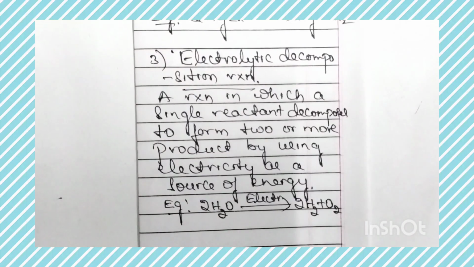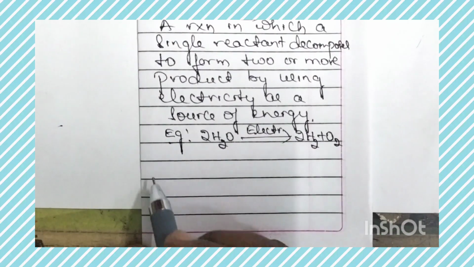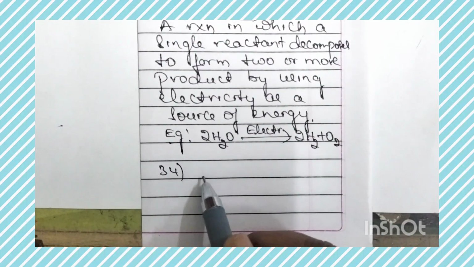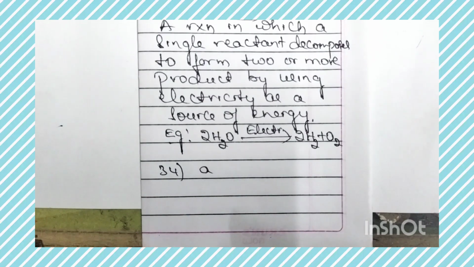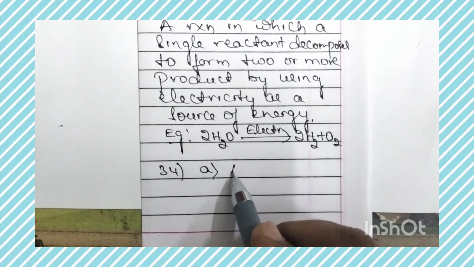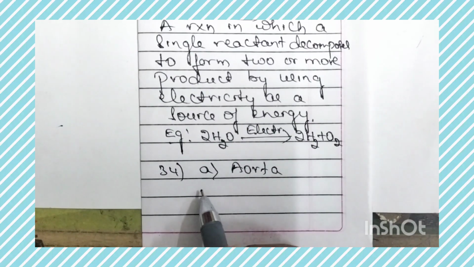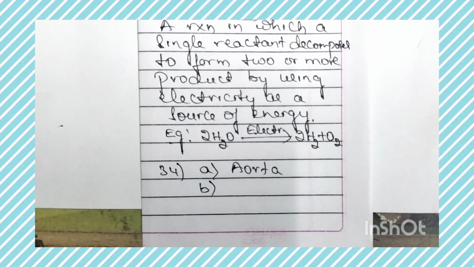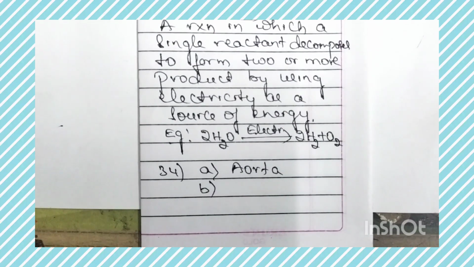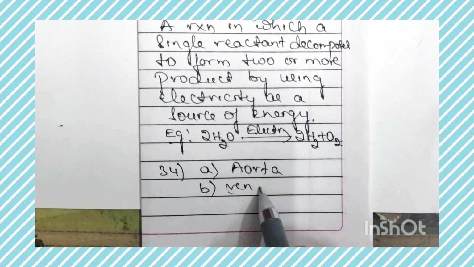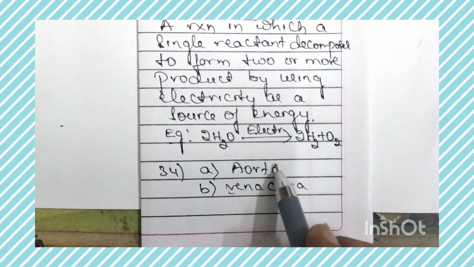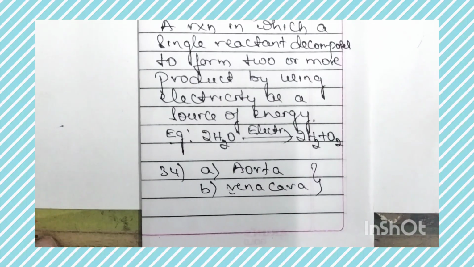So to answer these two questions, you have to label them. For the first, it carries oxygenated blood from the heart to various organs, that is the biggest artery, so you have to label the aorta. Second one, it carries deoxygenated blood from various organs to the heart, that is nothing but the biggest vein, and that biggest vein is the vena cava. So you have to draw the human heart and label these two. So this is the answer for the 34th question.